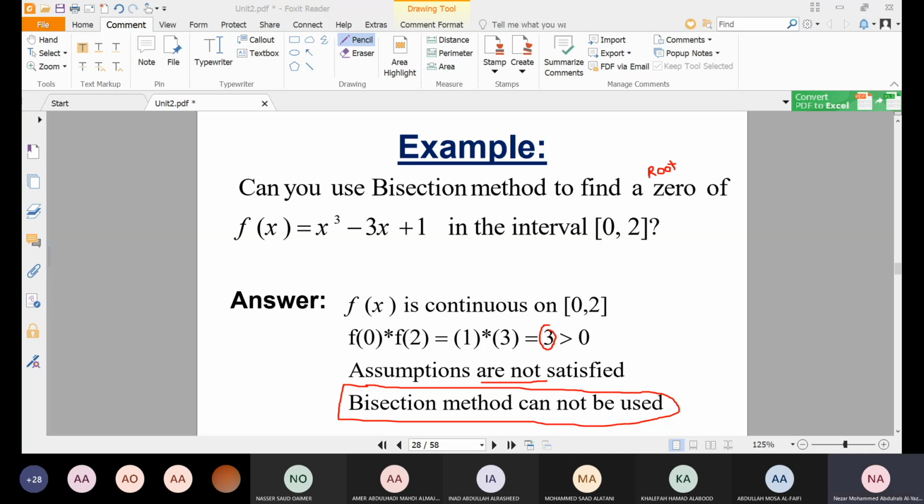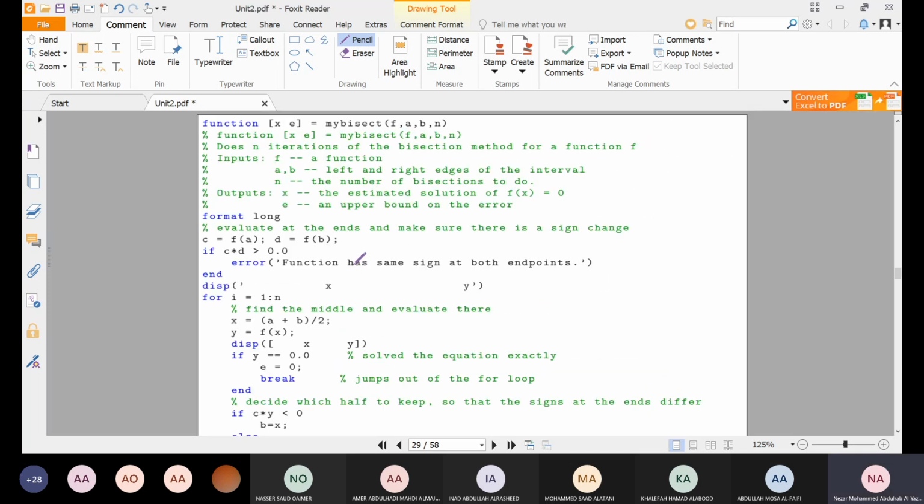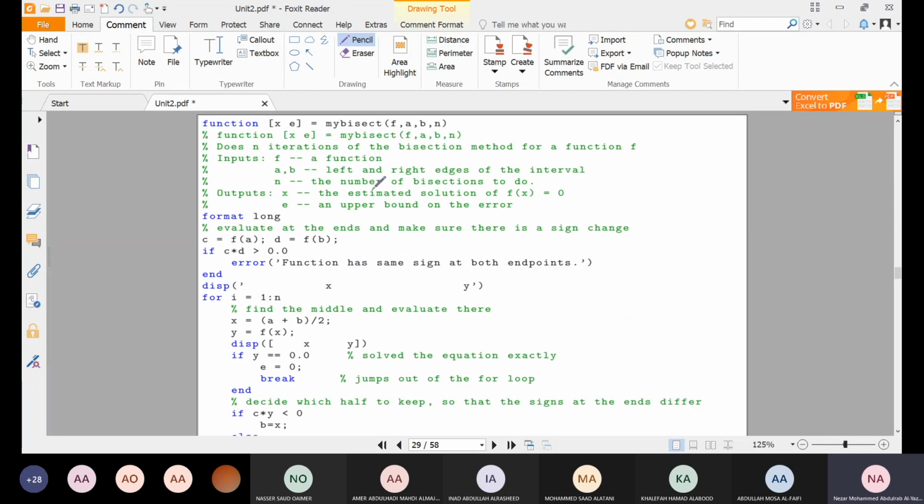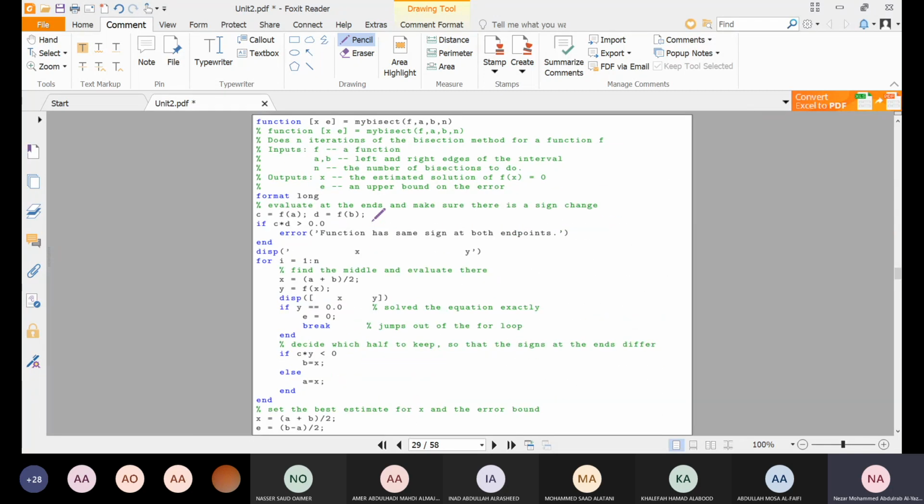So this bisection method, this algorithm, inshallah, I will post it. The algorithm using MATLAB for the bisection method, how we do the algorithm, inshallah, I will post it on the Blackboard. You will go through this one.